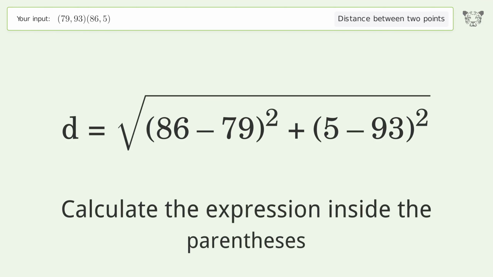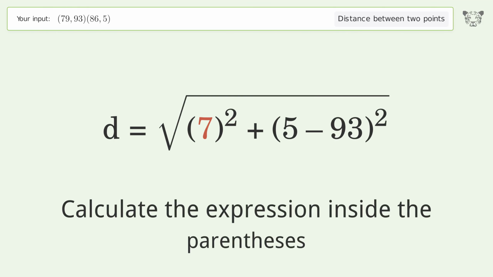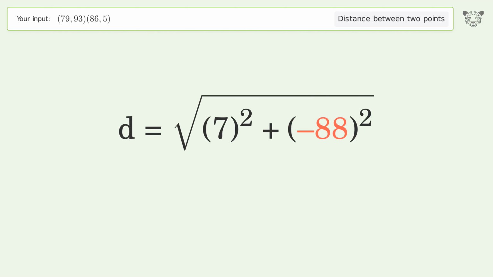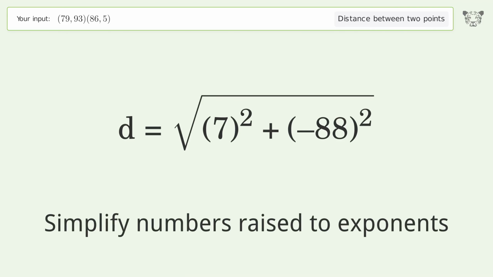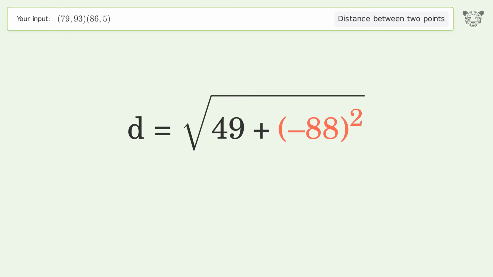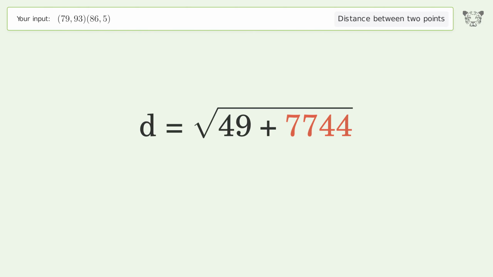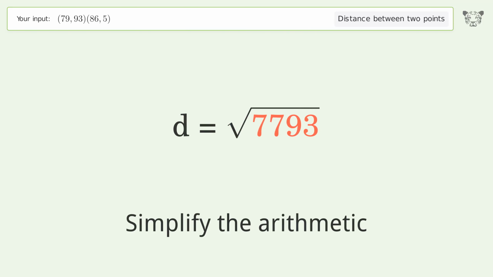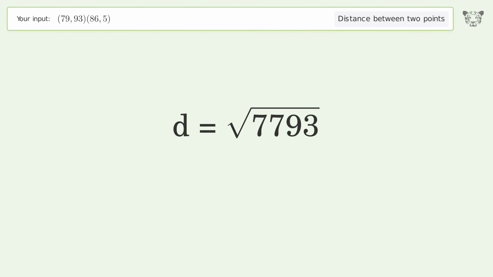Calculate the expression inside the parentheses. Simplify numbers raised to exponents. Simplify the arithmetic. And so the distance between the 2 points is the square root of 7,793, or 88.278.